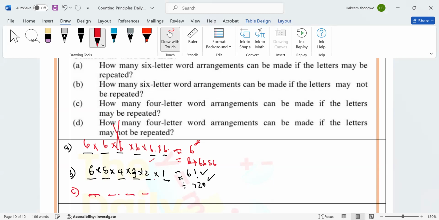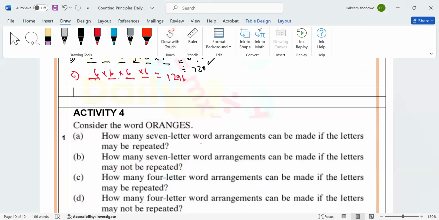So we have 4 spaces: 1, 2, 3, 4. Then how many are we creating? We are creating a 4-letter word with 6 letters. Repetition is allowed. So if letters can be repeated, it means we can have 6 here, multiplied by 6, multiplied by 6, multiplied by 6, and what do you get? 1,296.